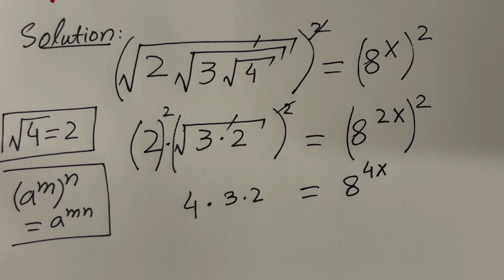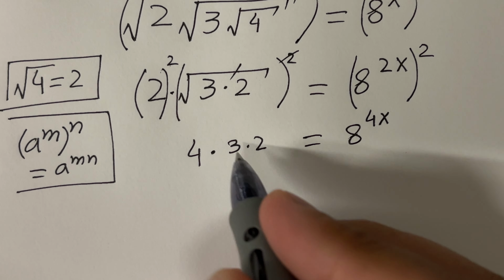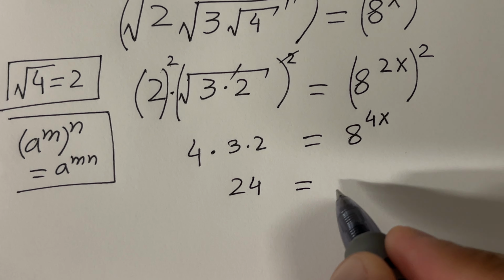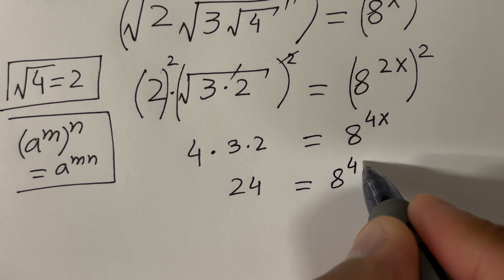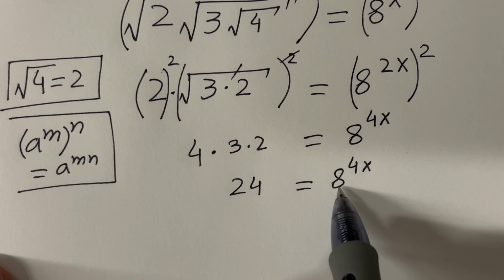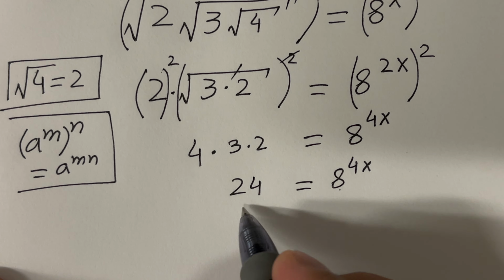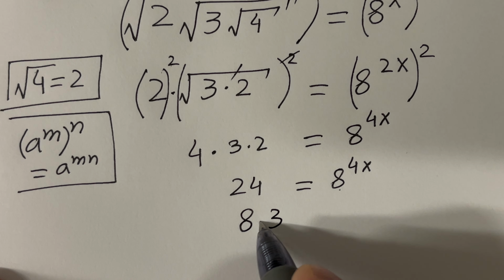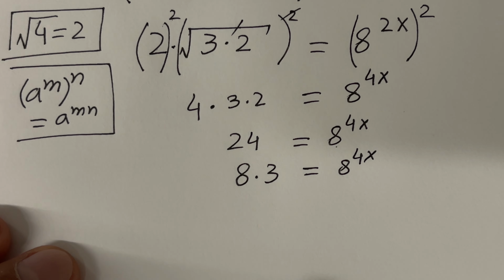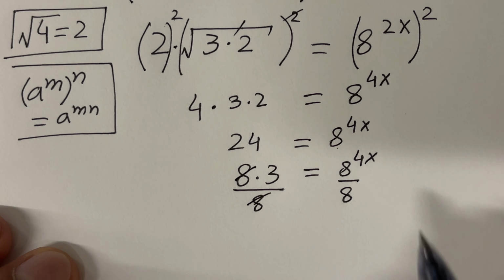Fine. Now what do we want to do? Let's look at the left hand side. The left hand side is 4 times 3 times 2, which is 24, and the right hand side is 8 raised to the power 4x. Now we want to solve this equation, but if you look at here, the base is 8. Therefore, let's write 24 in terms of 8. 24 is 8 times 3, and the right hand side is 8 raised to the power 4x. Let's divide by 8 on both sides so that we could have 8s on the right hand side.